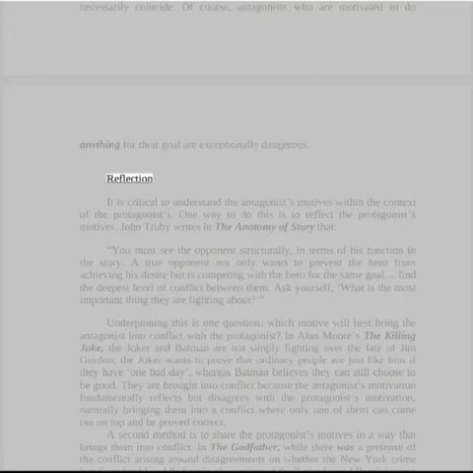Reflection. It is critical to understand the antagonist's motives within the context of the protagonist's. One way to do this is to reflect the protagonist's motives. John Truby writes in The Anatomy of Story that you must see the opponent structurally, in terms of his function in the story. A true opponent not only wants to prevent the hero from achieving his desire, but is competing with the hero for the same goal.